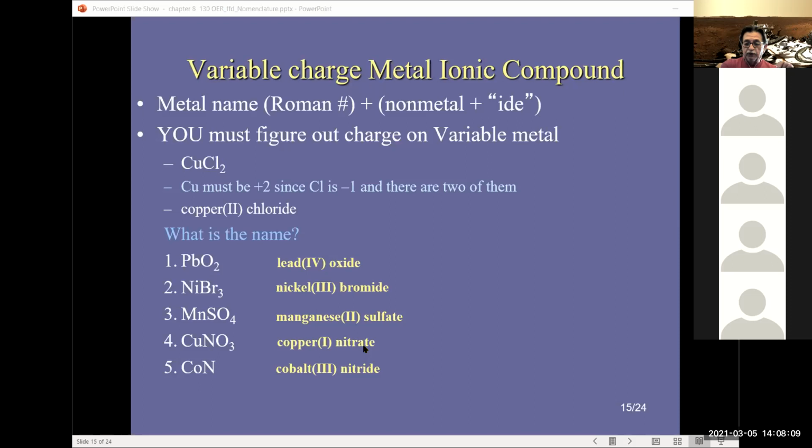Again, note the difference between the ITE and the IDE. Nitrite versus nitride. And then even at that, if you had, let's say, copper NO2, that would be copper 1 nitrite. Nitrite, because I got 2.